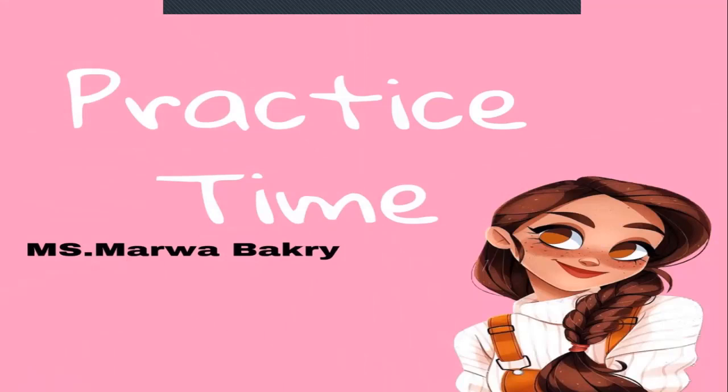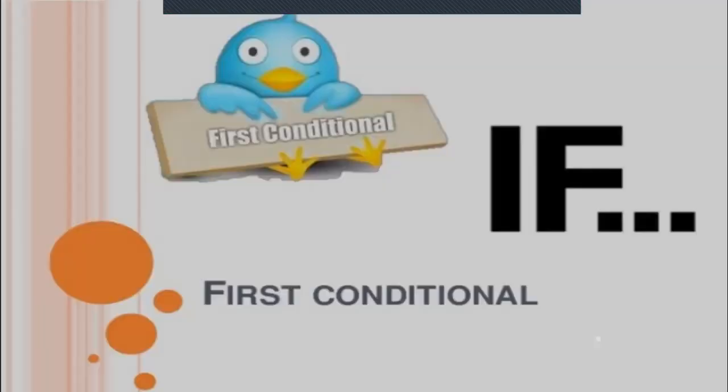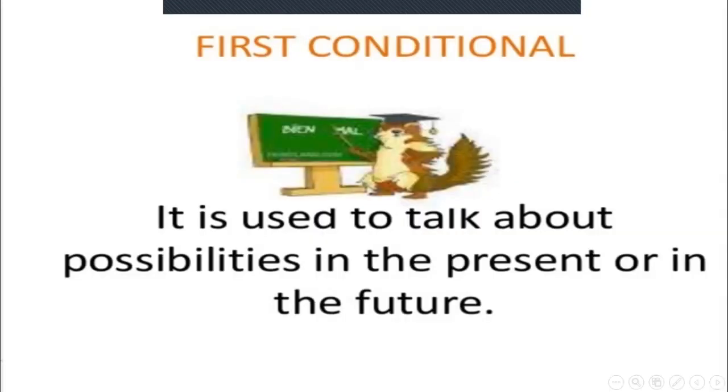Now my students, with practice time. Now we study how to make a sentence in the first conditional. The first conditional is used to talk about possibilities in the present or in the future. In another way, we can say that we can use the first conditional to talk about things that may happen in the future. Also, we can use it when one action depends on another.